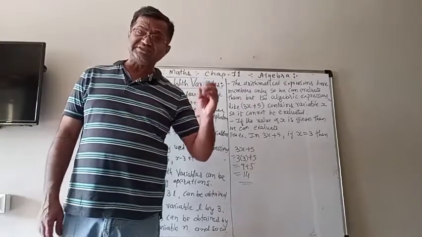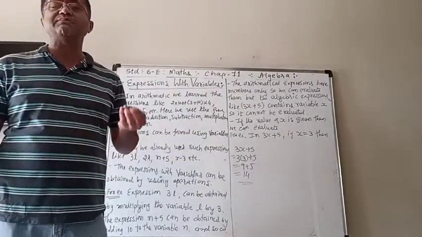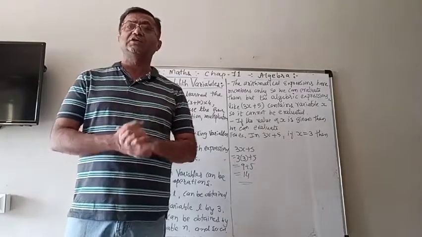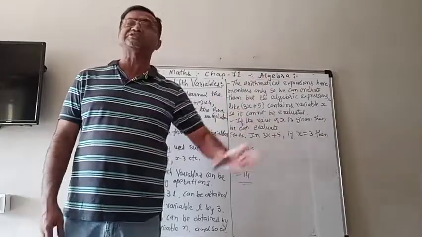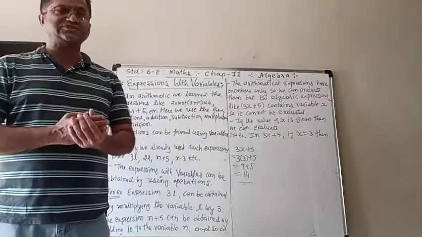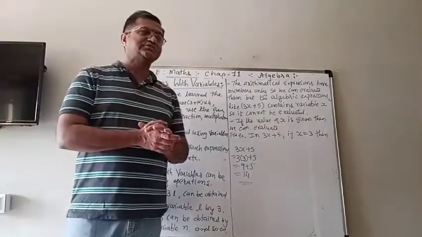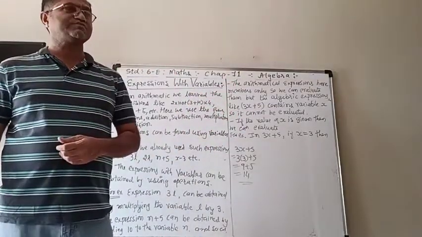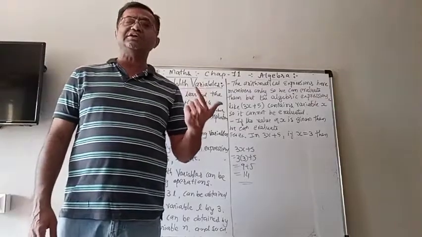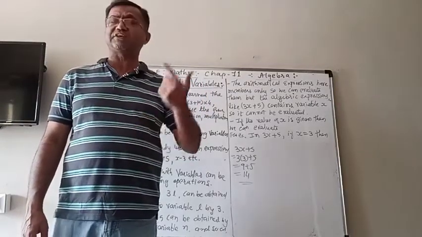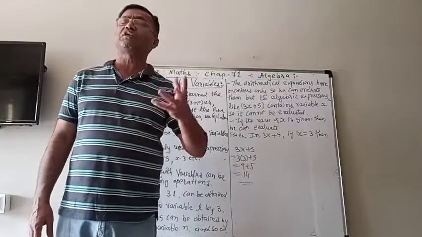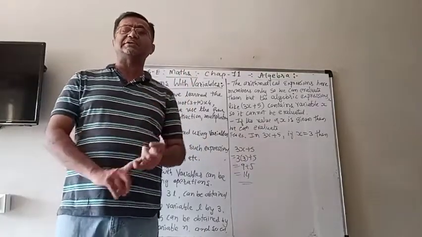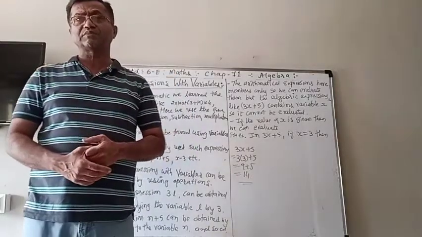But such expressions can be made using variables also, and they are known as algebraic expressions. In them we can use the numbers along with the variables, and the same as we did in the arithmetical expression, we can use any of the 4 operations: addition, subtraction, multiplication and division.